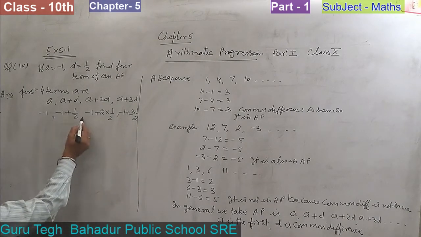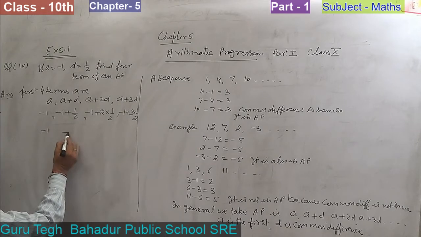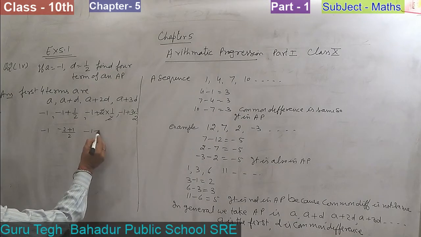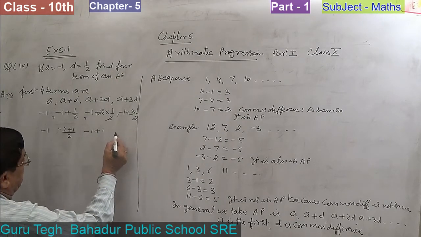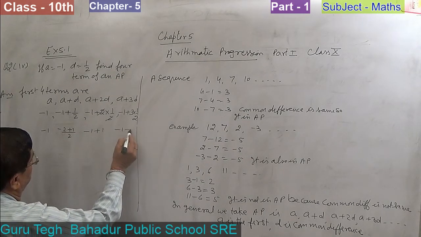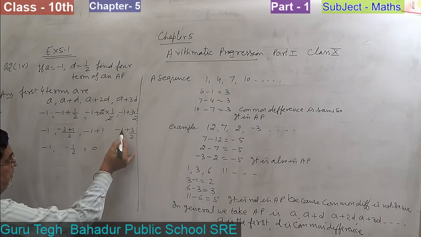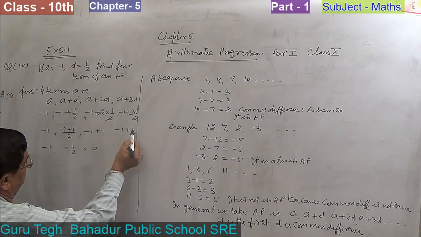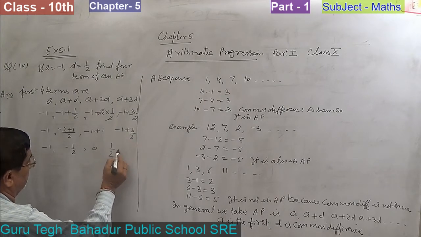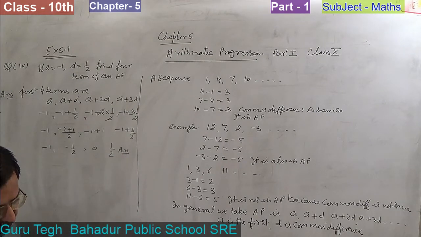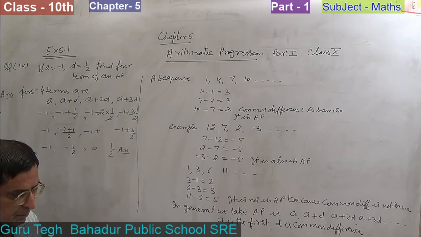So minus 1, then taking the LCM, minus 2 plus 1 upon 2, the 2s cancel, minus 1 plus 1, and minus 1 plus 3 upon 2. So it will be minus 1 upon 2, 0, 1, and minus 2 plus 3 upon 2, that is 1 upon 2. In this way we find the first 4 terms of the AP.